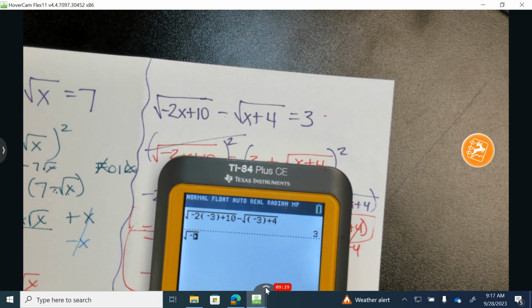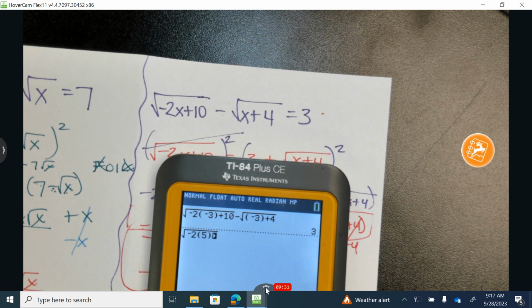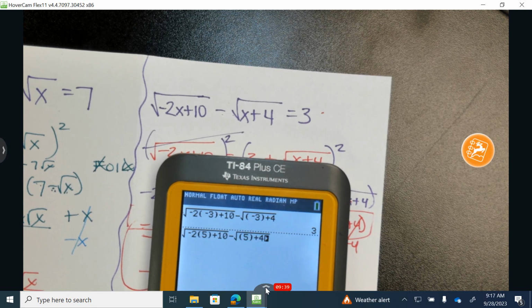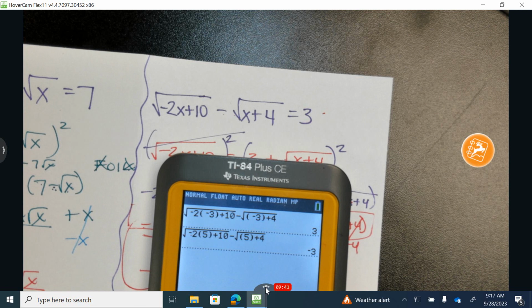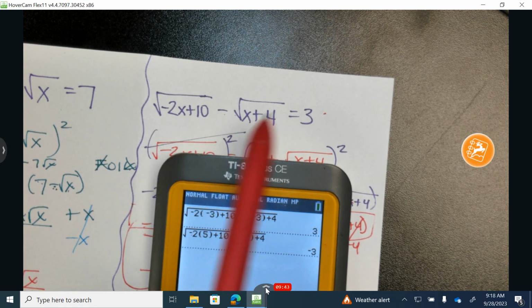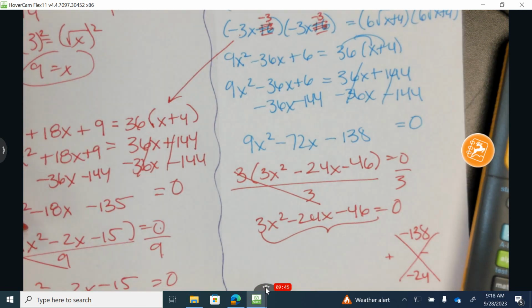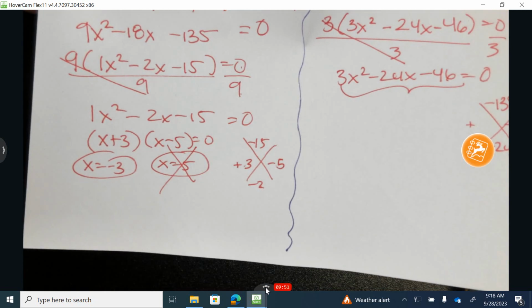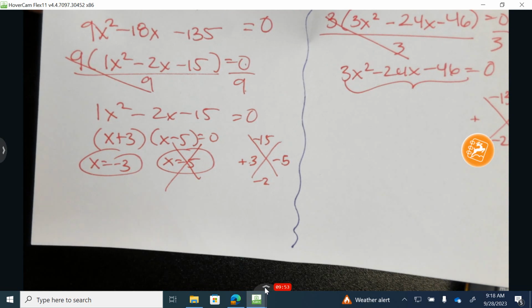Then I have the square root of negative 2. This time I'm going to substitute in the second solution, which we got was 5. Subtract the square root of 5 plus 4. And again, we got negative 3. That is not the same thing. Negative 3 does not equal positive 3. That means I only have one answer, and that is negative 3. That is the only answer that is justified for problem number 12.